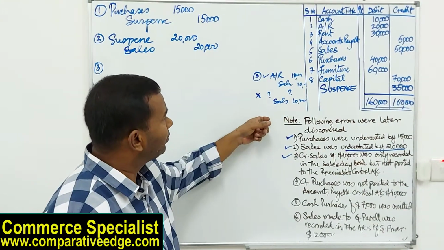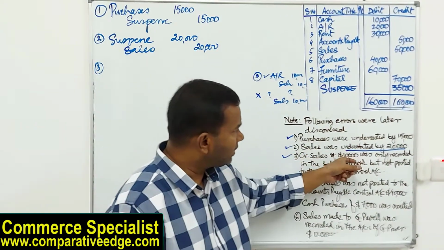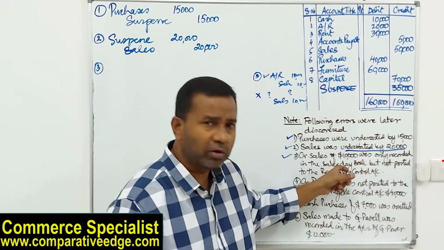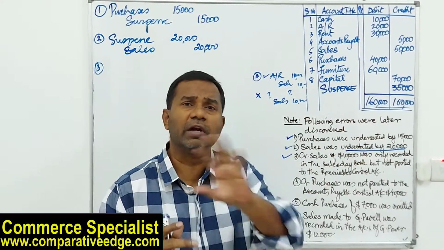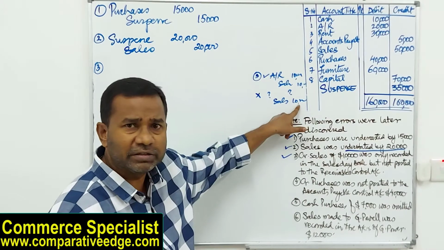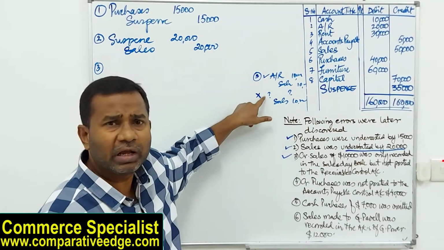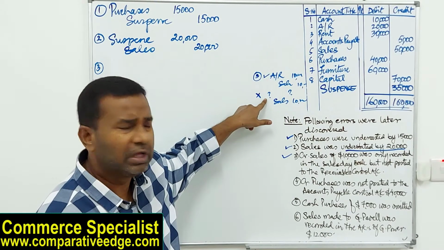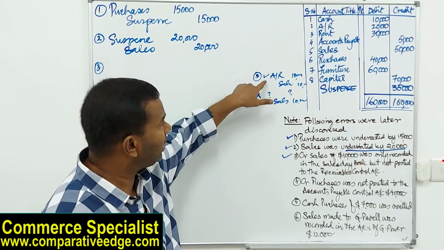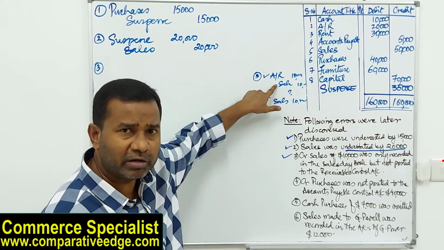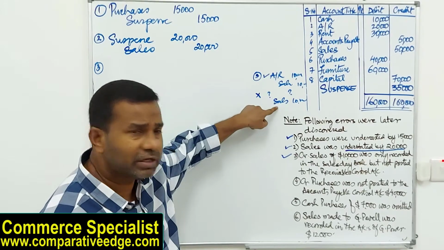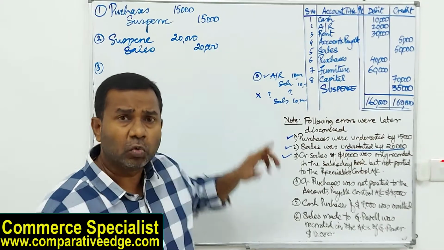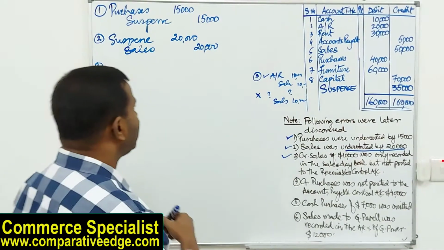So what should be the correction? Credit sales of 10,000 was only recorded in the sales day book. In the sales day book, you only record credit sales. So you have recorded only credit sales. You forgot to debit account receivable. So if you look at both the entries, the correct entry says account receivable debit, sales credit. What you did is you only recorded sales, not the receivable. So what is not recorded, I'm going to record it now.